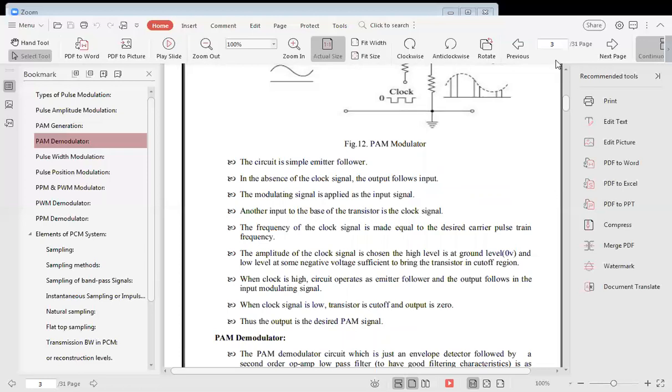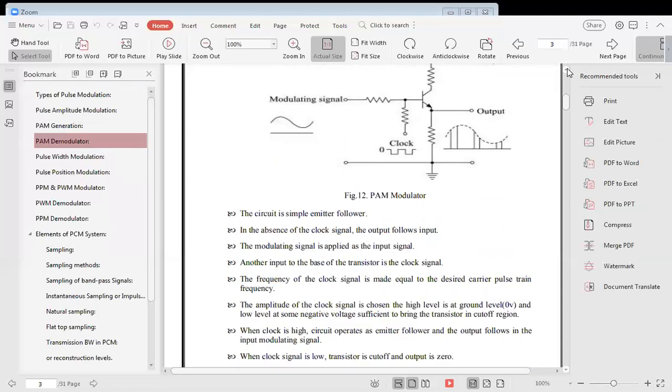So PAM is generated simply by a transistor only. This is the carrier pulse, and this is the modulating signal, and this is the emitter follower type structure, and we are getting the output from the emitter. Thank you. This is my first lecture on pulse modulation.